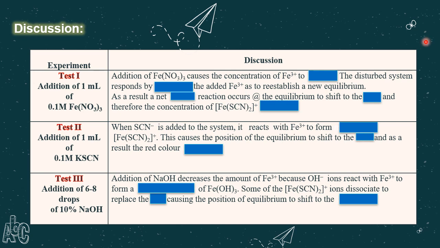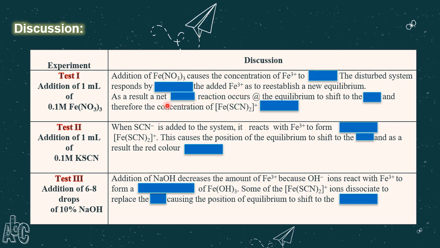Next is the discussion. For test 1, addition of iron nitrate caused the concentration of Fe3+ to increase or decrease. So the system responds by decreasing or increasing the added Fe3+. The word 'added' actually gives hints for you all. Something that is added, the system will try to decrease it. So what happened to the concentration of Fe3+ when the iron nitrate is added? Okay, I think you are clever enough to know the answer for this column.